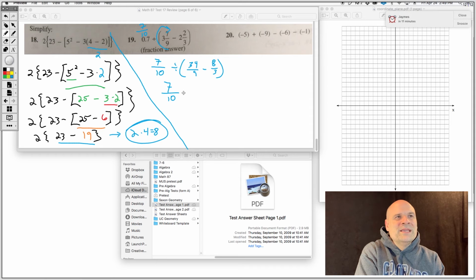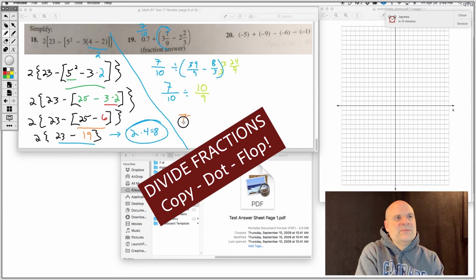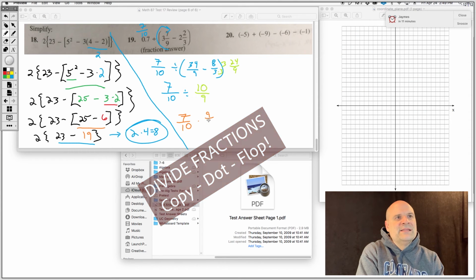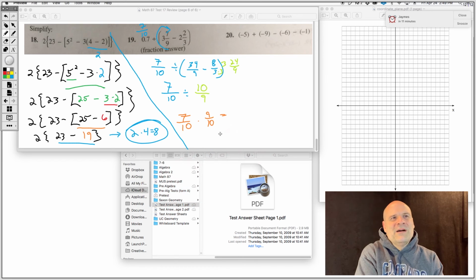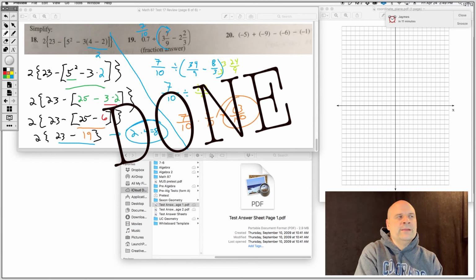So we are gonna get a common denominator here. This is just times 3 would be 24 ninths. So 34 ninths minus 24 ninths is 10 ninths, okay? How do we divide fractions? Copy dot flop, 7 tenths dot 9 tenths. Multiply across, because nothing cancels, bummer. 63 100ths, and you're done, 19.